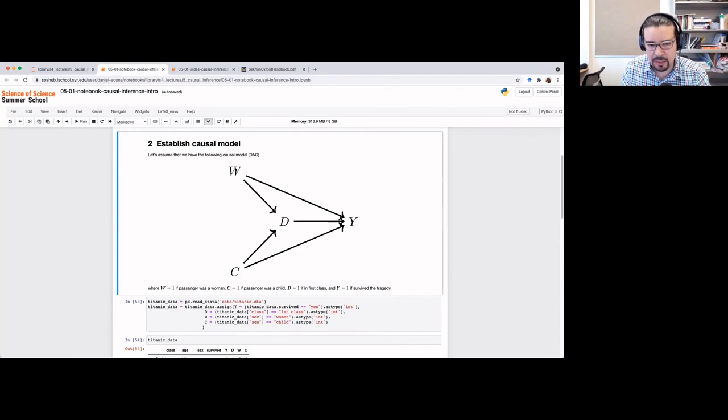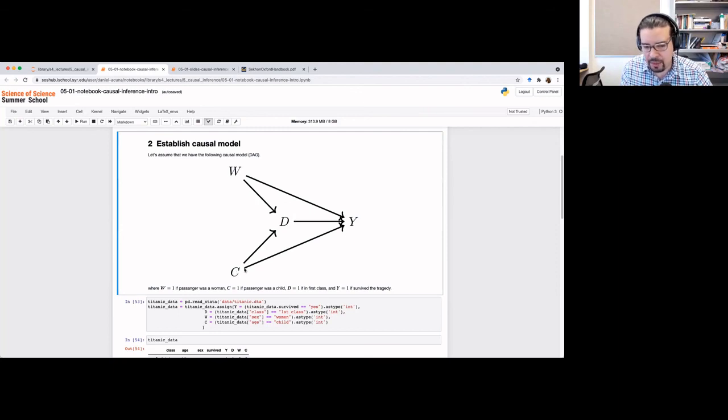One is that women, well, this is an assumption, women tended to be more in first class, and also they tended to survive more because at the time, I think the custom was to let women go first, for example, into the rescue boats. So there was this confounding factor related to gender.